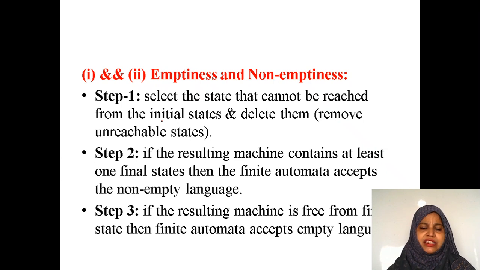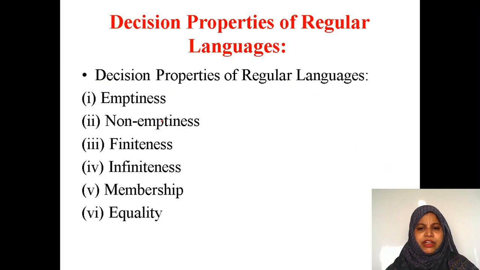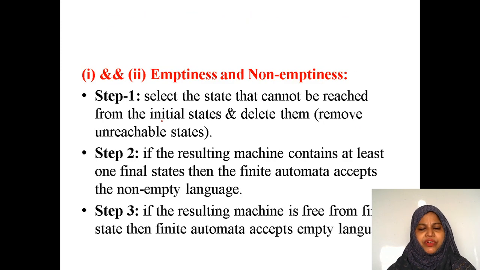Here in step 2, to check emptiness and non-emptiness of regular languages, first you have to select the state that can't be reached from the initial state. If from the initial state you are not going to reach some state, that is an unreachable state. So we can delete those types of unreachable states, right.